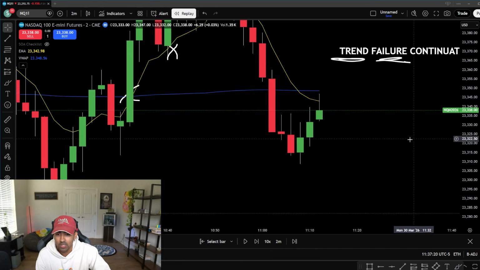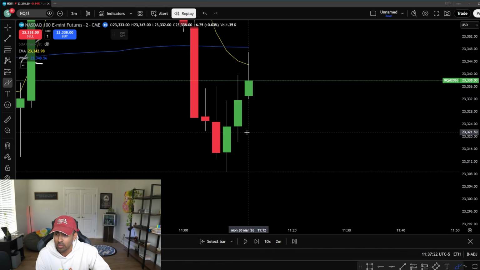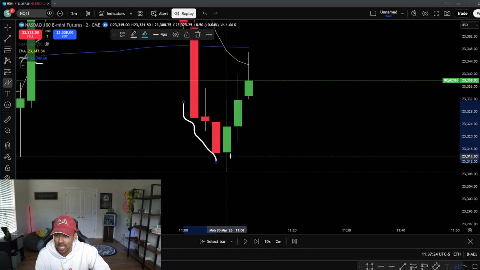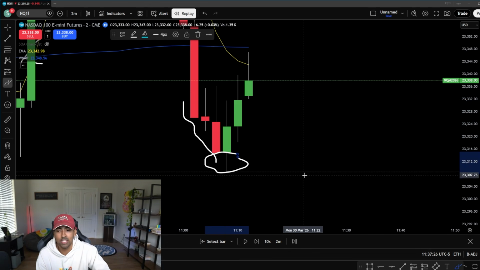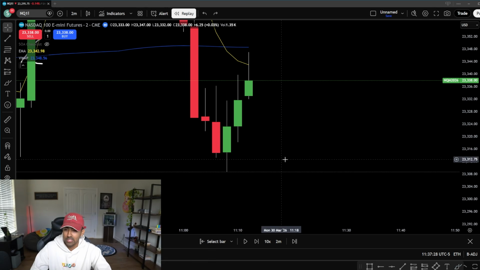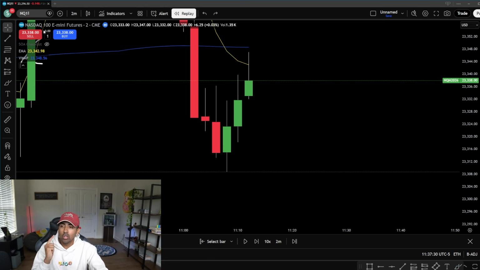And so as you can see right here, we have ourselves a beautiful area where we are pushing down and then we fail to continue to push lower. When we fail to continue to push lower, that tells us one thing. We are looking to flip to the other direction potentially, right?